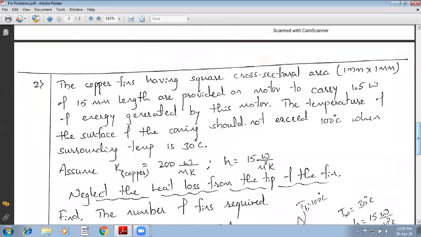Let us consider one more problem. The copper fins have a square cross-sectional area. In this, he has given the cross-section to be a square, 1 mm by 1 mm. The length of the fin is 15 mm. These are provided on a motor to carry 1.5 watt of energy generated by this motor. The temperature of the surface of the casing should not exceed 100 degrees Celsius when the surrounding temperature is 30 degrees Celsius.